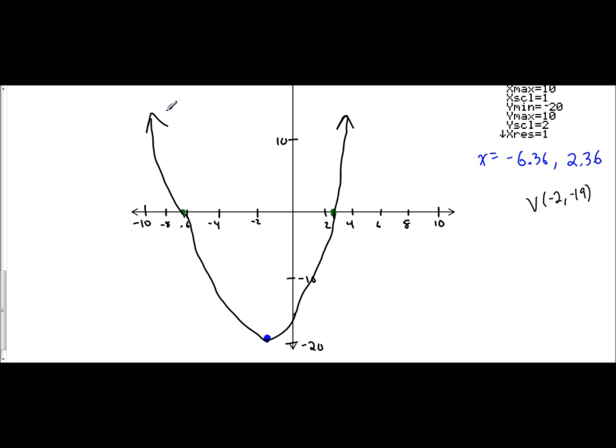So we found our vertex using our axis of symmetry and then plugging that x value in. We found our zeros using our graphing calculator. In order to sketch a graph, I looked at my window size to assist me with labeling the image.